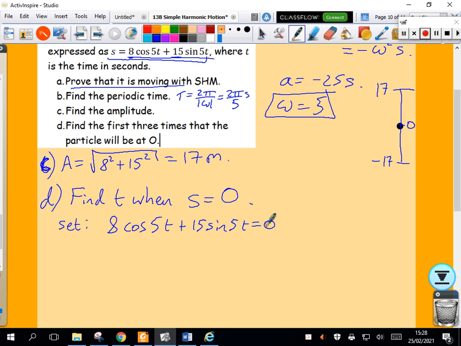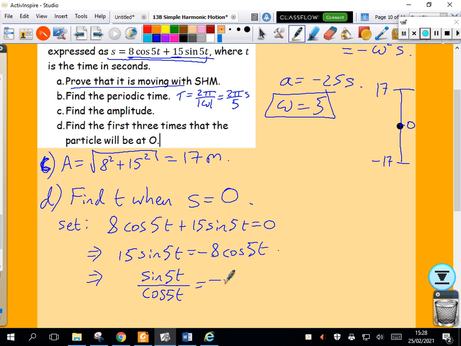Okay, a couple of things, just making 15 sine 5t the subject. We're going to get 15 sine 5t is equal to negative 8 cosine of 5t, dividing across on both sides by 15, and at the same time dividing across on both sides by cosine of 5t, we'll get sine of 5t over cosine of 5t is negative 8/15. Of course, sine over cosine is precisely our definition for tan. So tan of 5t is equal to negative 8/15.